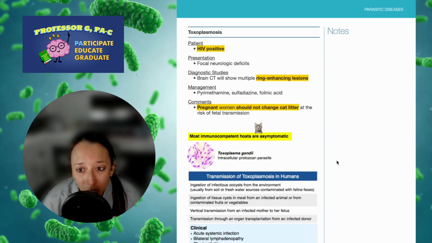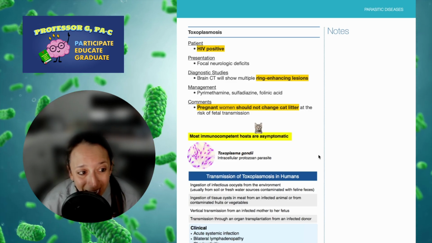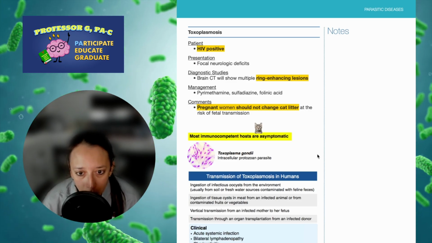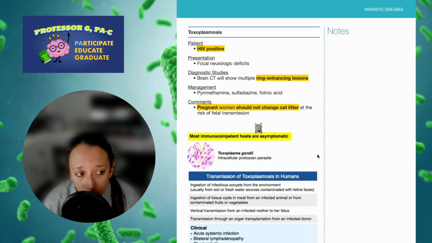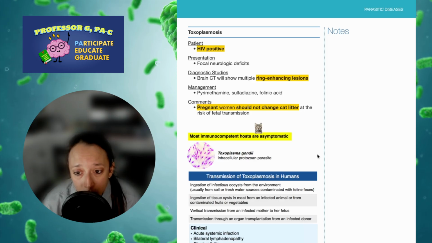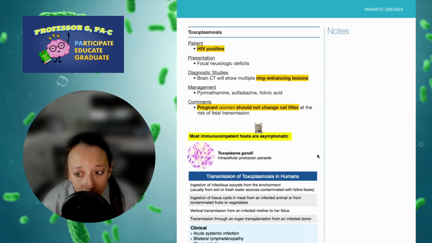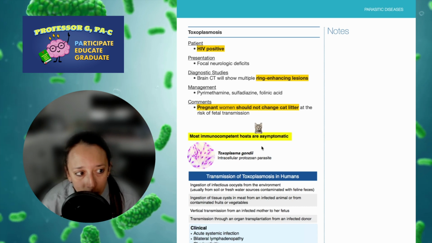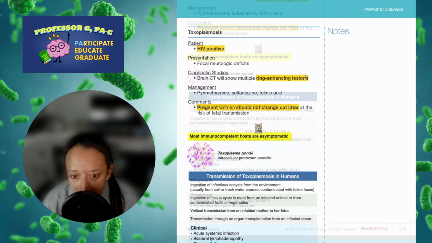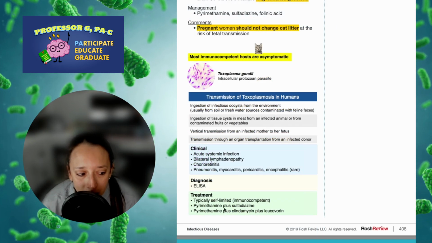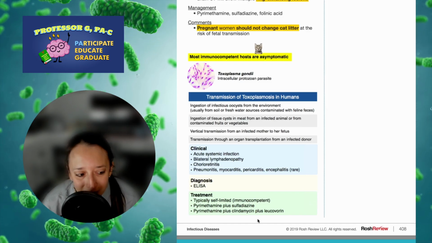Toxo. Okay, so toxoplasmosis is caused by Toxoplasma gondii. It's a protozoal infection spread by cat feces or undercooked meat. So you'll often notice a patient, commonly HIV positive with a CD4 count less than 100, or a pregnant woman who's exposed to cats or cat litter. They'll present with focal neurologic deficits in immunocompromised patients. For diagnosis, we want to use a brain CT or MRI, and it'll show those classic ring-enhancing lesions. So we'll want to treat with pyrimethamine plus sulfadiazine plus folinic acid.